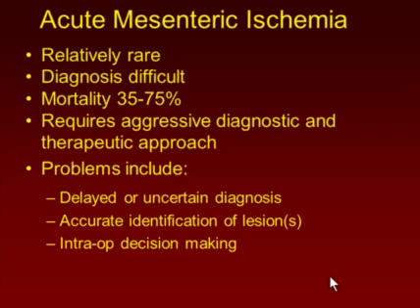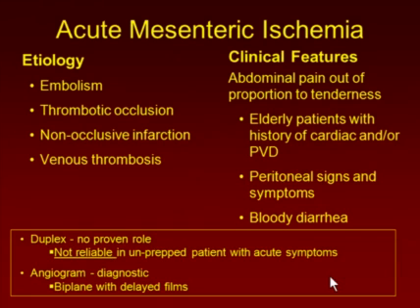Problems associated with this disease include delayed or uncertain diagnosis that leads to death of the tissue, accurate identification of where the lesions are, and usually intra-op is where decision-making happens. The etiology of acute mesenteric ischemia is usually embolic or thrombotic. It can be caused by venous thrombosis. Duplex has no real proven role in this. It's not a reliable test in unprepped patients with acute symptoms, and usually these people are diagnosed with biplane angiography.